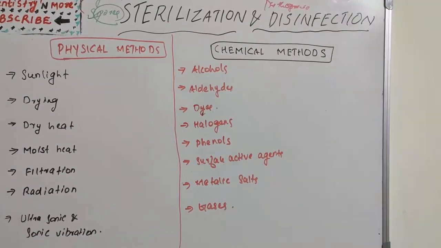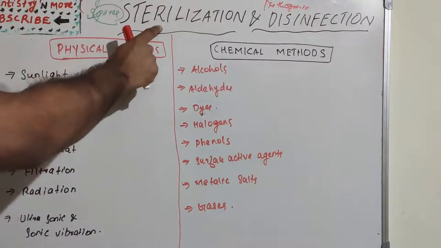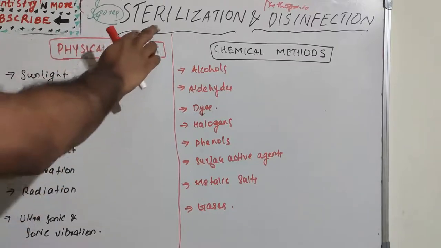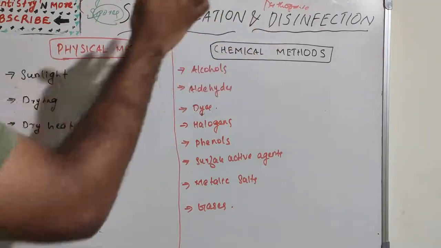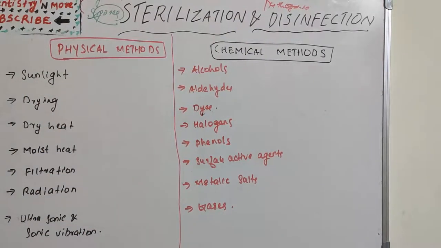So disinfection is a different procedure, that is the destruction or removal of all pathogenic organisms or organisms capable of giving rise to infection. So disinfection is killing of pathogens, but sterilization is killing all or most of the living organisms. This is killing only pathogens. Okay, pathogens are organisms capable of creating an infection.